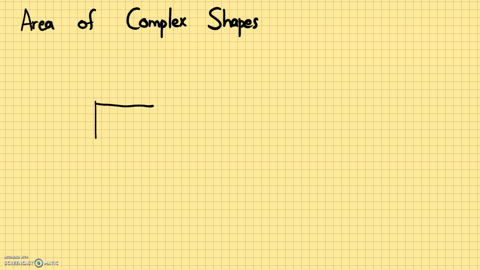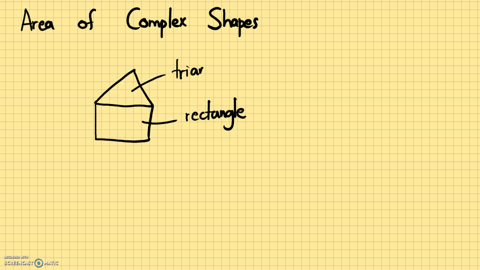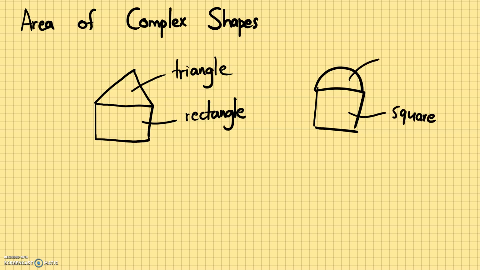So for example, something like this, that is a combination of a rectangle with a triangle. Or if you have something like this, that is a combination of a square with a semicircle, which is half of a circle.